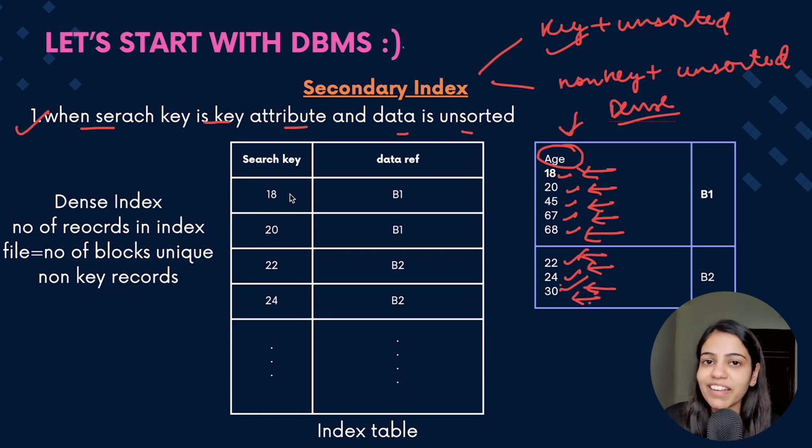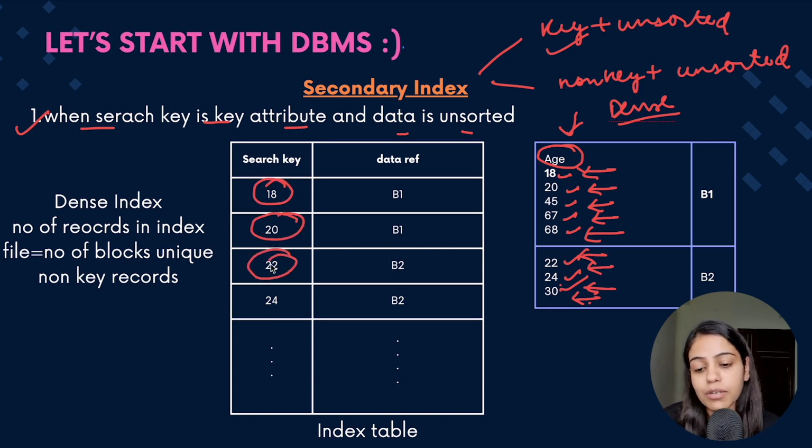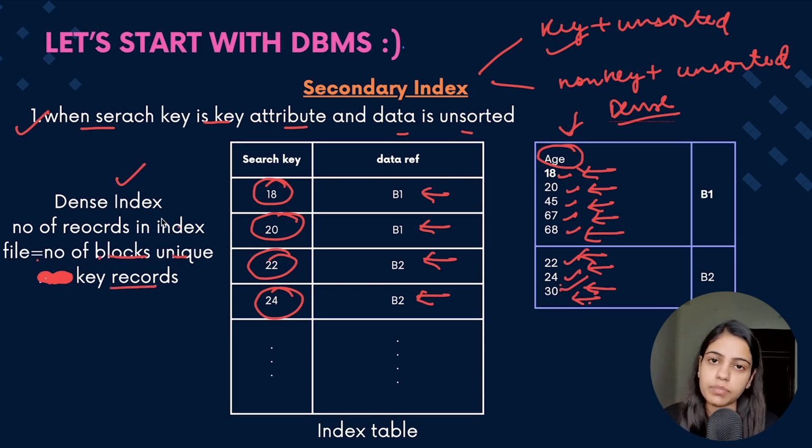But the best thing about the index table is that it is always sorted. So it will enter the data in a sorted manner. The search keys will be present in a sorted manner, and then there will be a data reference or block pointers to that search key. So here we have followed dense indexing, where the number of records in the index file is equal to the number of blocks of unique key records present in this case.